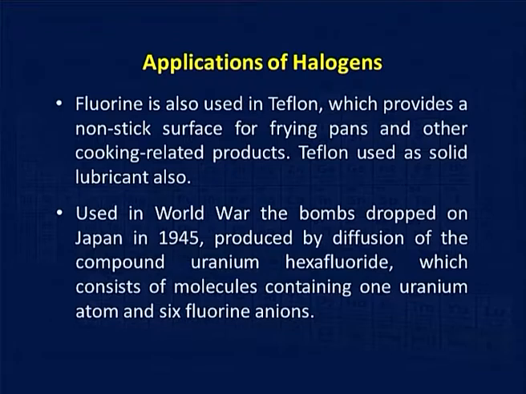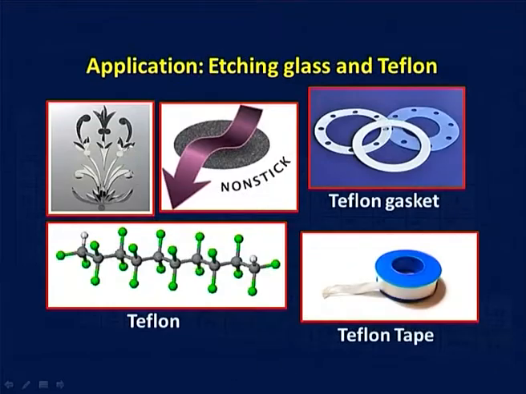The bombs dropped on Japan in 1945 were produced by diffusion of the compound uranium hexafluoride, UF6, which consists of molecules containing one uranium atom and 6 fluorine atoms. This is the way the etching of glass is done. This is non-stick cookware prepared using Teflon. This is the structure of Teflon. Teflon is also used as a gasket, the Teflon tape. So, these are certain applications of fluorine.